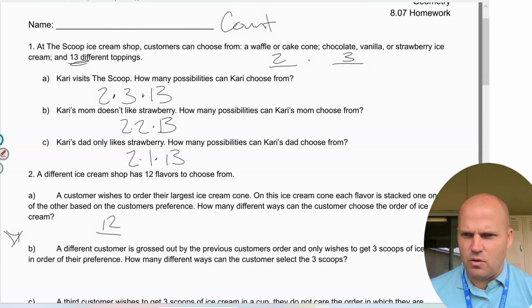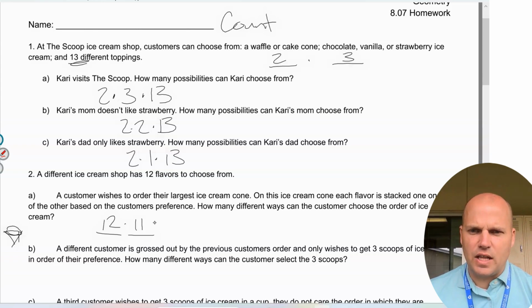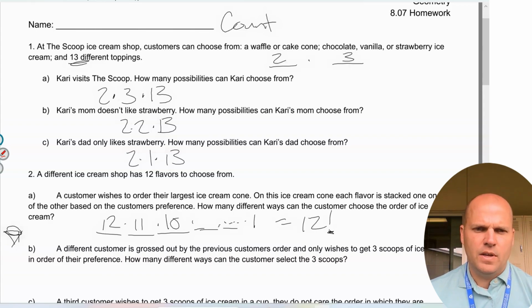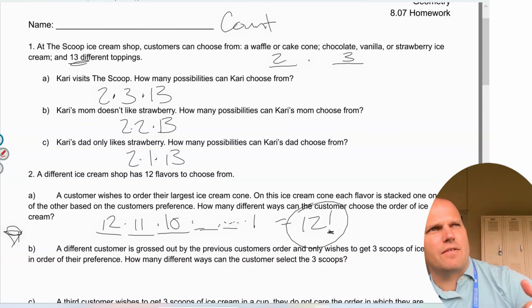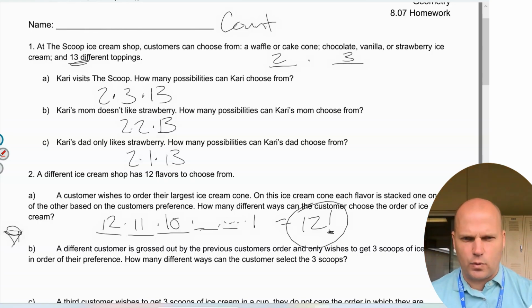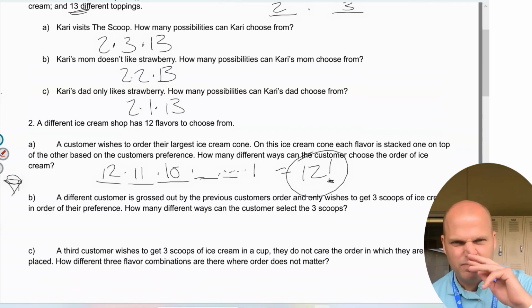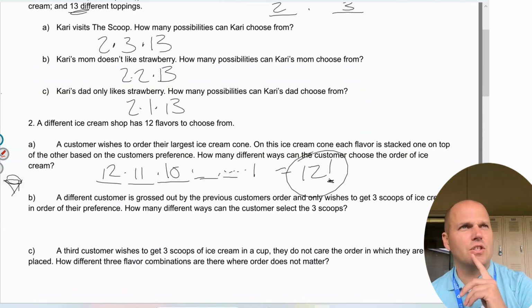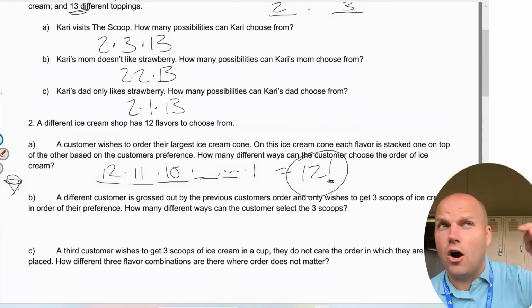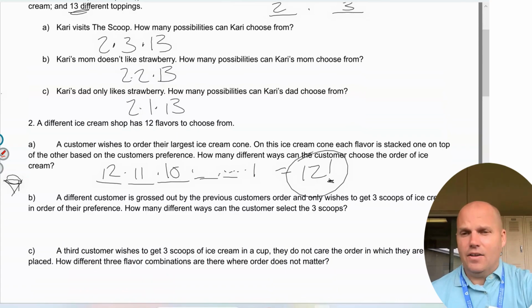So here's our ice cream cone. Our first ice cream can be one of 12. And then the next ice cream will have 11 flavors to choose from. And the next is 10. And then we're going to go all the way down to one. Now that takes forever to write out, so we use a factorial. Factorial just means 12 times 11 times 10, 9, 8, 7, 6, 5, 4, 3, 2, 1. We're going to leave that answer like that. Cool. That's how many options that customer who's ordering all 12 of the ice creams has.